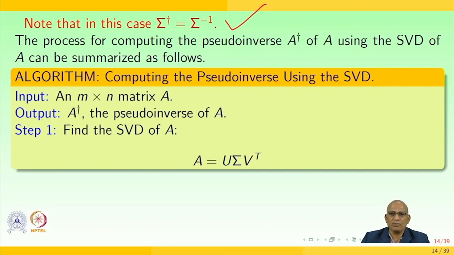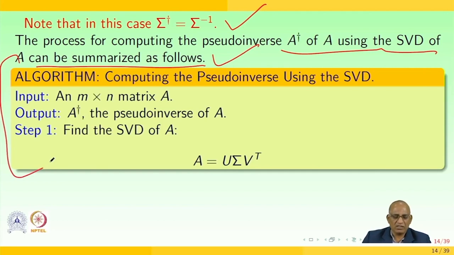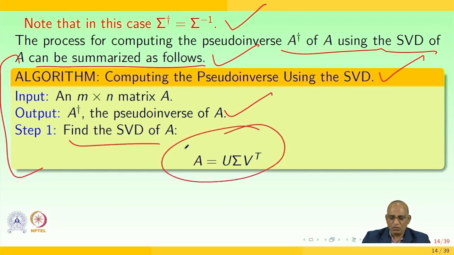The process for computing the pseudo inverse A plus of A using SVD can be summarized as follows. So the algorithm is computing the pseudo inverse using the SVD. The input is an m by n matrix A. The output is the pseudo inverse of the matrix A. Step 1 is find the singular value decomposition of A, so A is equal to U times sigma V transpose.